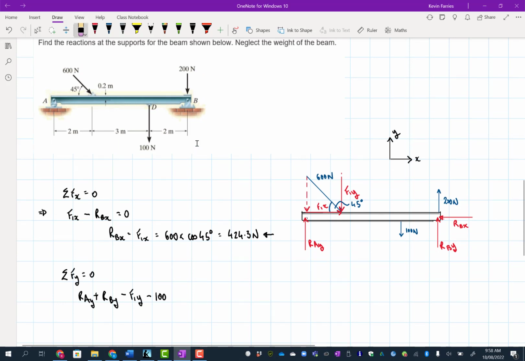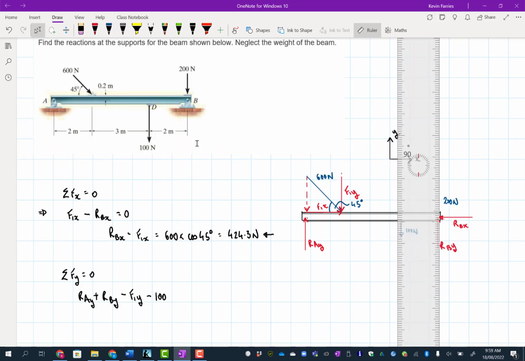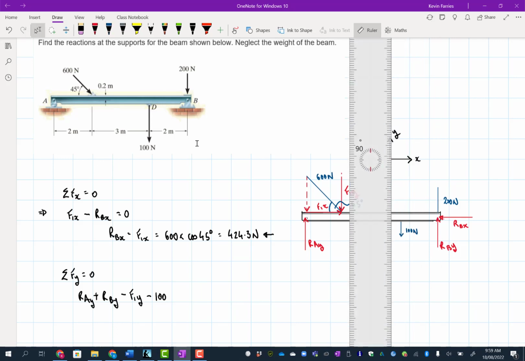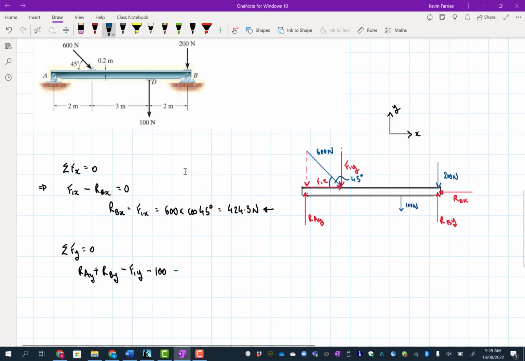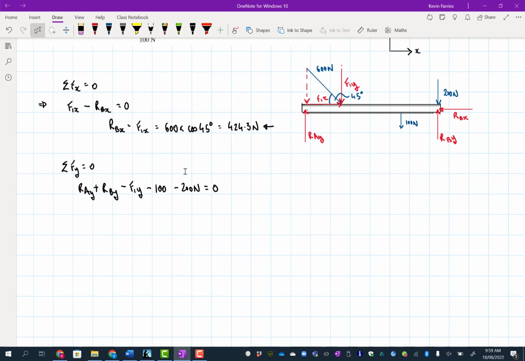We've also got 200 newtons applied right on the support, and that's downwards, so again it's minus 200. Minus 200 newtons must be equal to 0, because all of your y components must add up to 0, so the applied loads and the reactions need to cancel out.